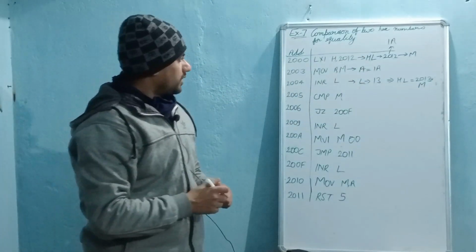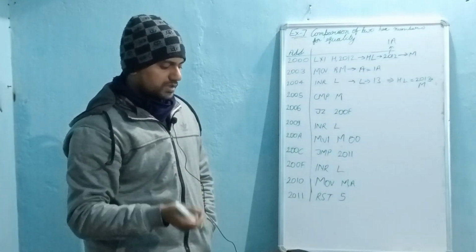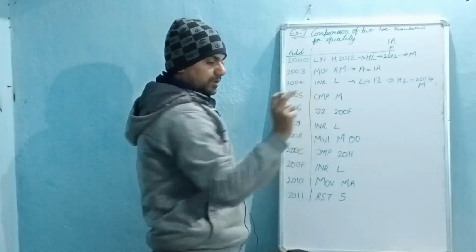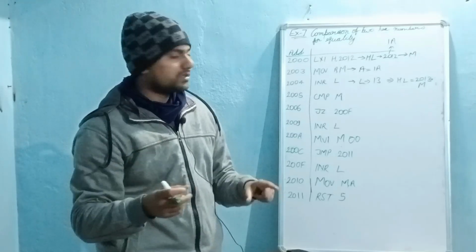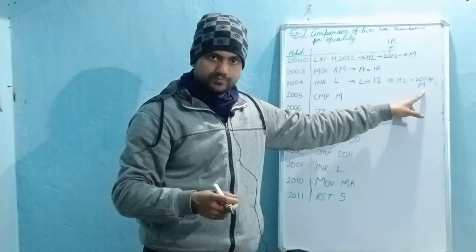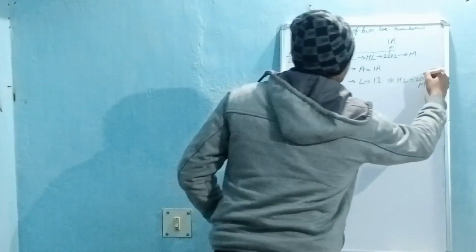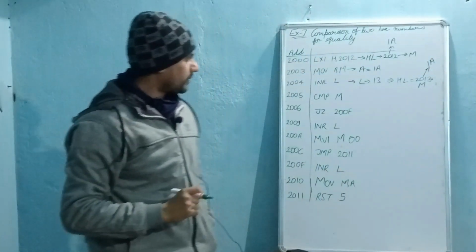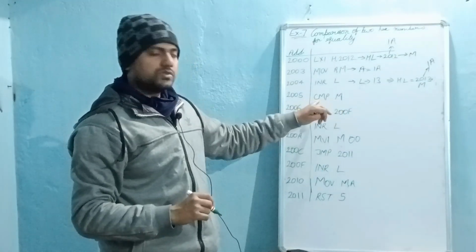The next instruction is CMP M. It compares the content of the accumulator with the content of the memory, meaning the content at 2013. For example, if I take 1A at this memory location as well, it will compare the two.